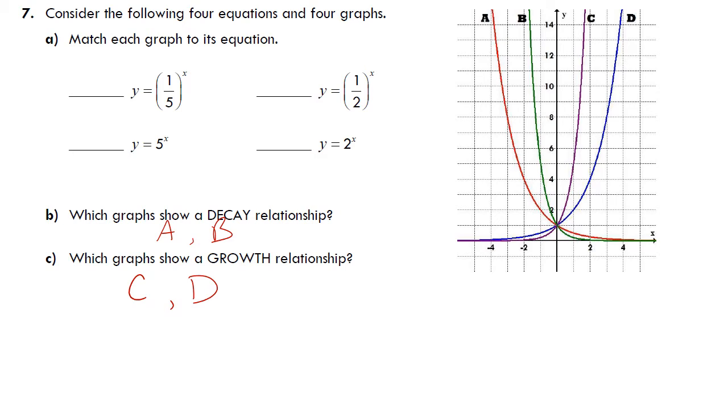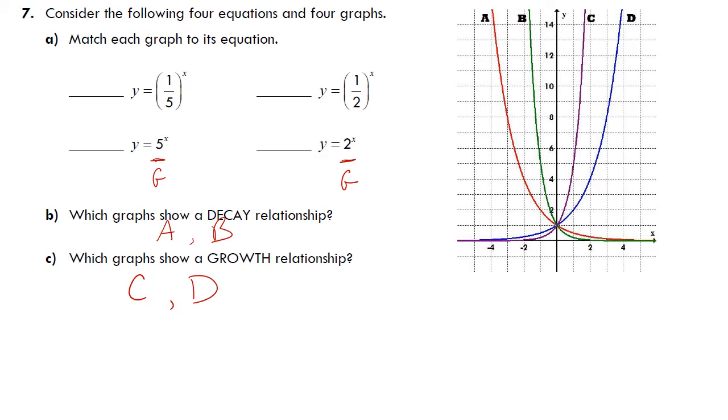Now, matching the graphs to the equations. The first thing I would say to you is, remember, if your base is a whole number bigger than 1, those are growth. So if you look at those 4 equations, there's only 2 that we know are growth. That one and that one. Why are those 2 growth? Because the base is bigger than 1. So I'm just going to put a little g there for growth. So we know we're picking from C or D.